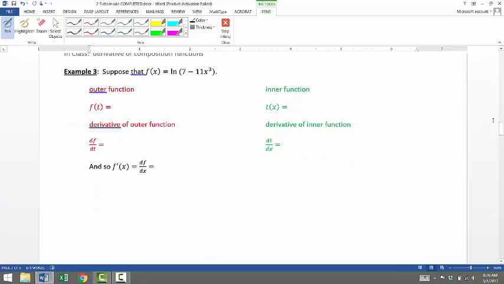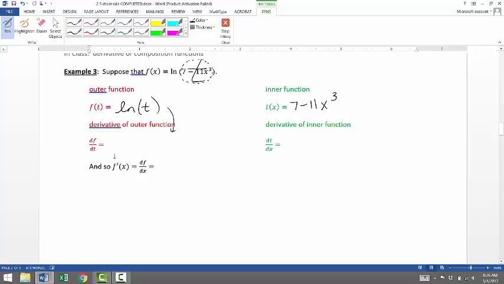Let's try example 3. Example 3 says we have the function f of x equals ln of (7 minus 11x cubed). Notice this is definitely an inner function. t of x, the inner function, is 7 minus 11x cubed. So everywhere we see that expression, we can replace it with t. So our outer function is just ln of t.